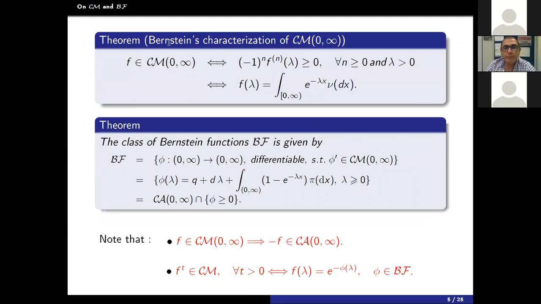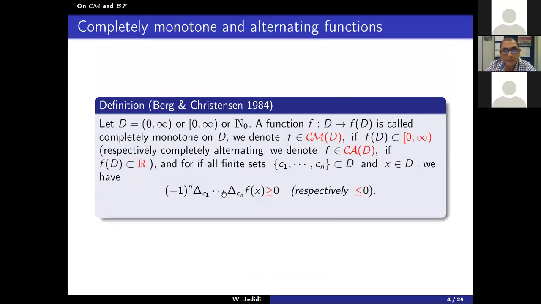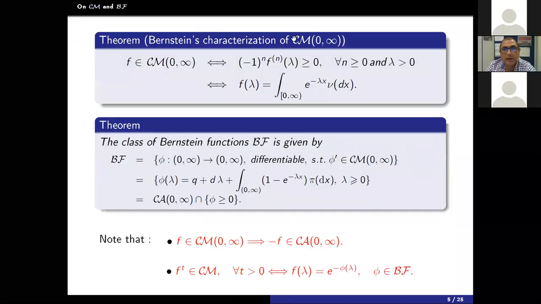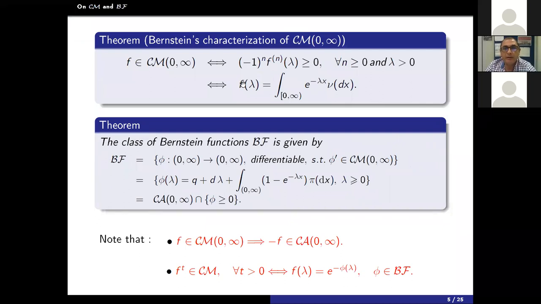A nice characterization due to Bernstein in the early 20th century is that the function f is completely monotone if and only if it is differentiable. It's not very easy to start from this and to prove that if f is a function and this holds for any c positive, then necessarily f is infinitely differentiable. And furthermore, if f is completely monotone, then the derivatives alternate in sign. And this is equivalent to saying that f is simply the Laplace transform of a measure. So this stuff is very classical and very nice and very neat.